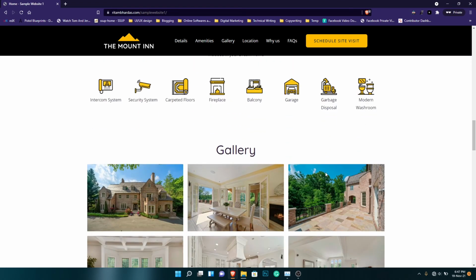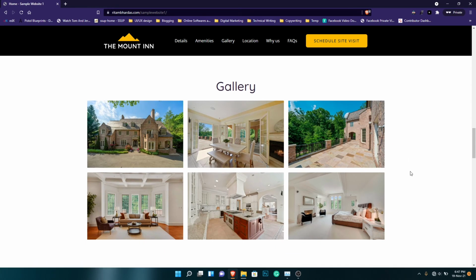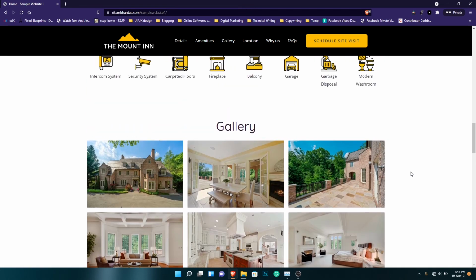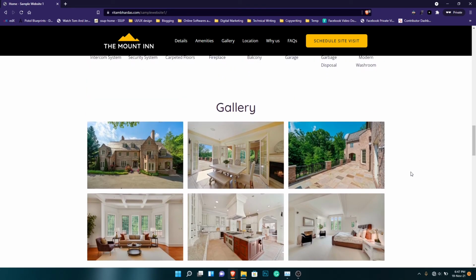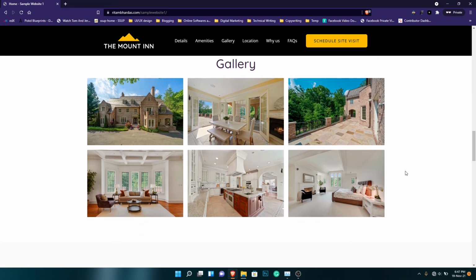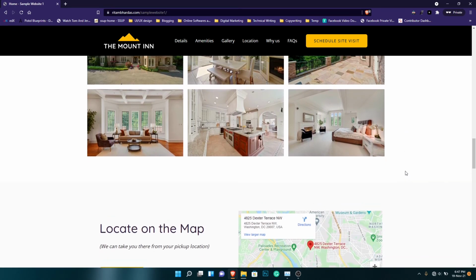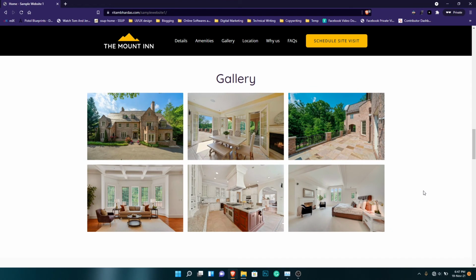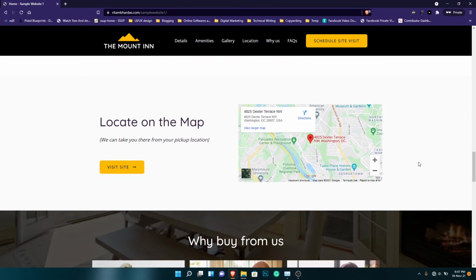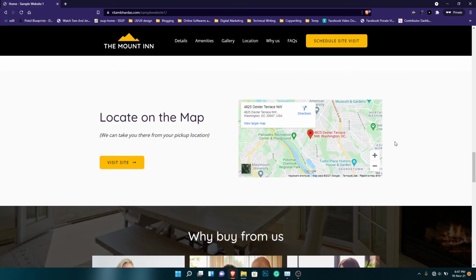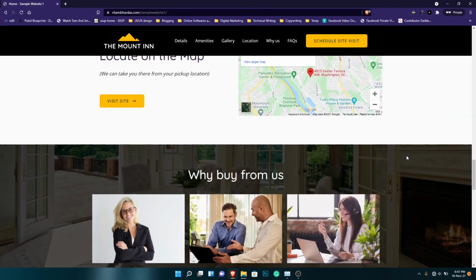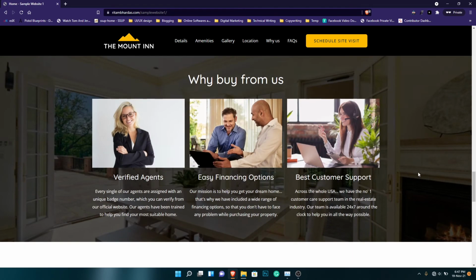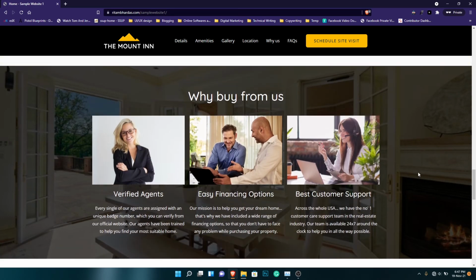Now then, other bullets, a gallery. This part is for establishing credibility, that we are not just talking, we are actually showing you the property. I mean, what does this property look like? I could have added more images, but I just stopped there. Now another is the location. That means the property is actually located on this map. This is actually another credibility, and this is the biggest credibility: why buy from us.